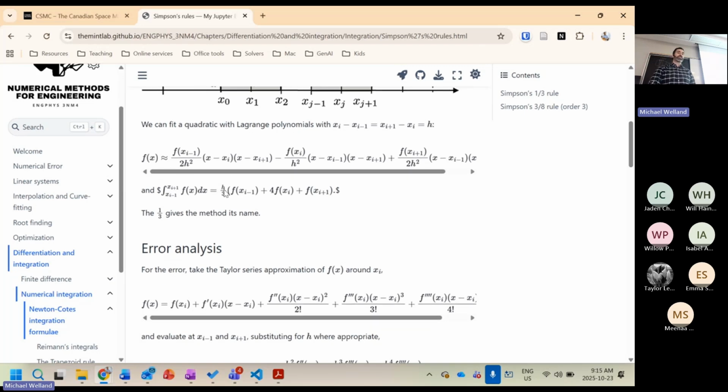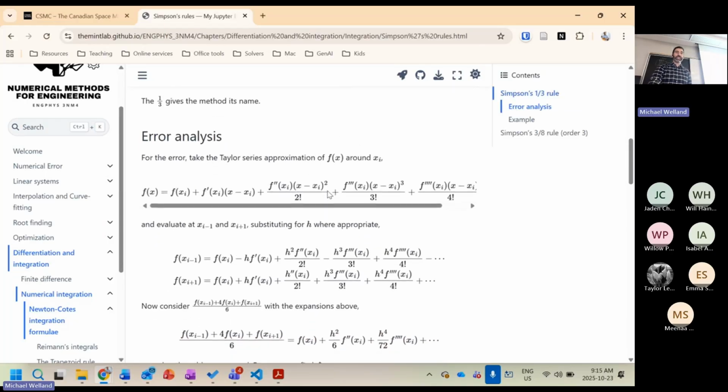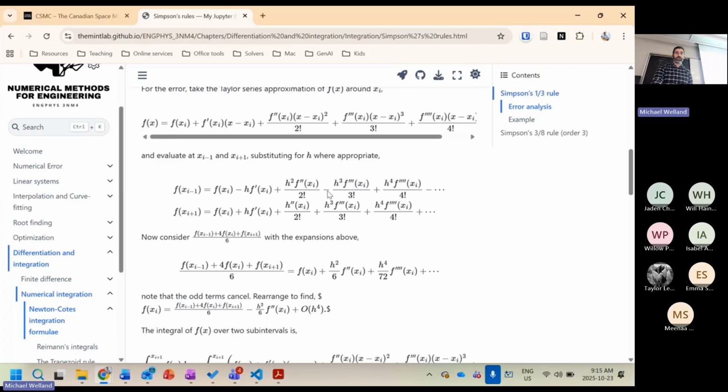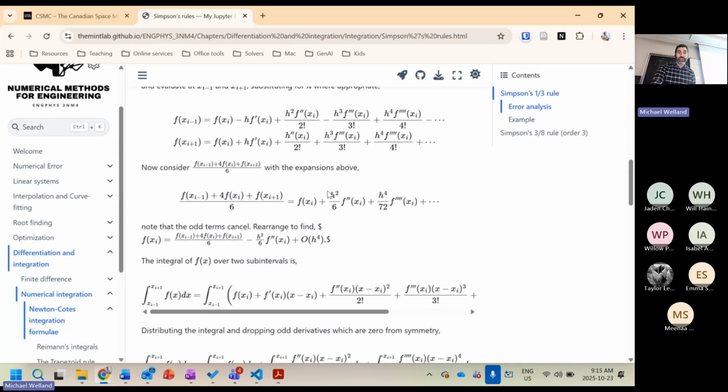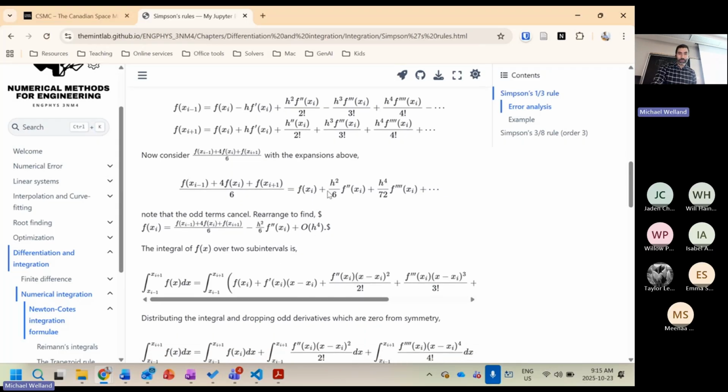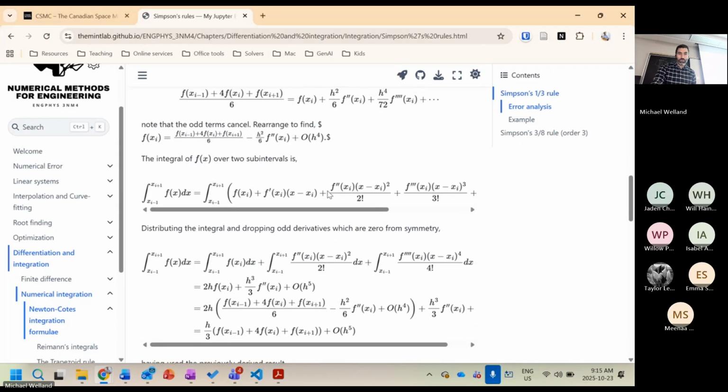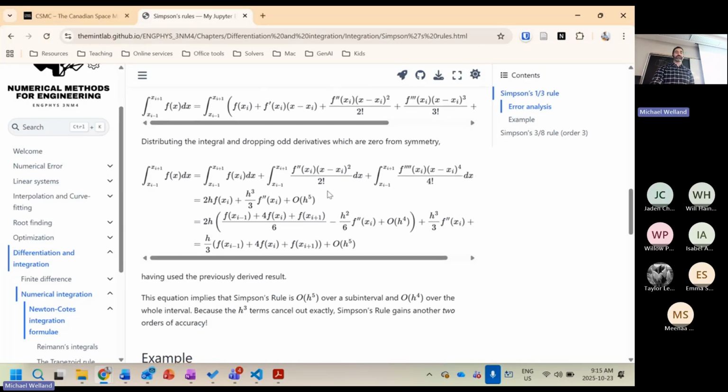Note that you have this factor of h over 3. 1 over 3 is what gives the method its name. This is where the Simpson's 1/3 rule is: 1 over 3 times h. When you look at the error analysis again, it gets a little bit more involved, but there's some magic that starts to happen here. It gets fairly involved, but for reasons that are in here, feel free to look at it.